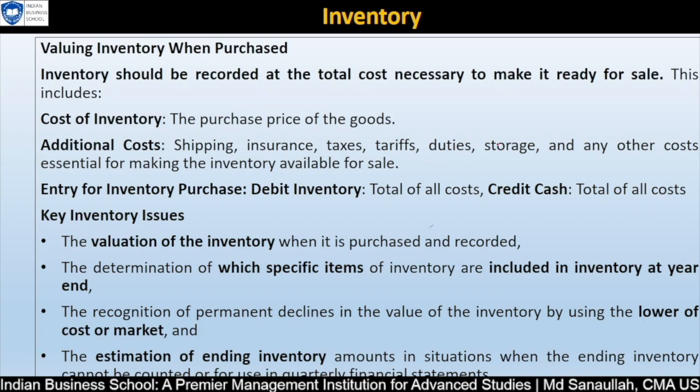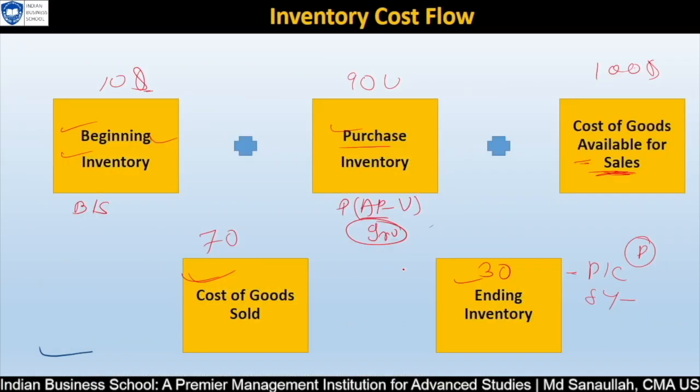Then the last point is to estimate the ending inventory. What they are trying to say, as we discussed in the previous slide, let me go there. When you have a beginning inventory and purchased inventory, so in total we have a hundred units of inventory, multiplied by 10 as the price. So we have 1000 value of inventory. And as per the income statement, this is a small amount.